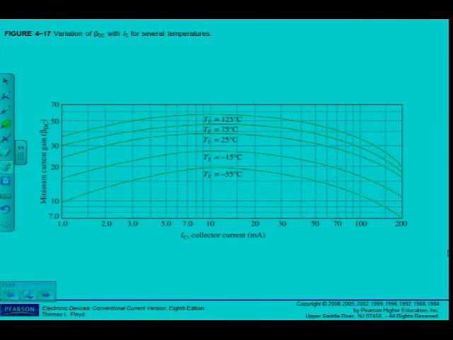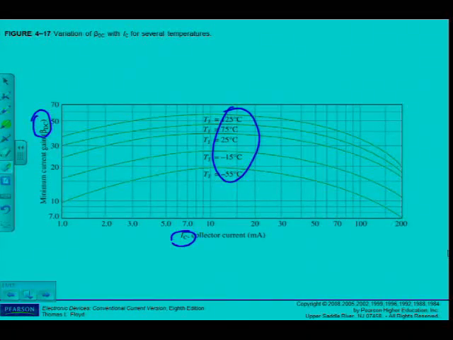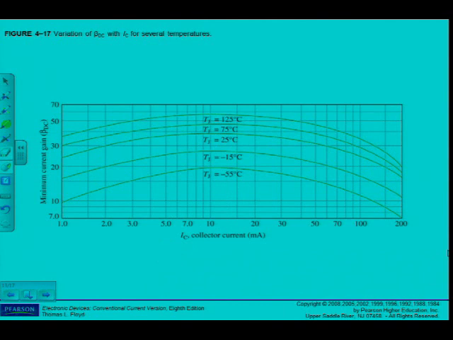Already, just by looking at this curve, I can see that I have a curve of my beta DC against a change in collector current and also a change in temperatures. So I can already see that beta DC is not a constant value. It is influenced by changes in temperature and it's also influenced by changes in collector current.